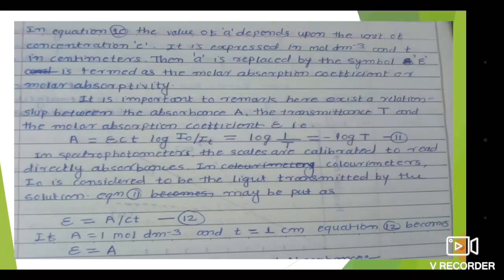So absorbance is inversely proportional to the transmittance, and directly proportional to the concentration. So this is about the theory of visible spectrophotometry and infrared, the theory of colorimetry and spectrophotometry.